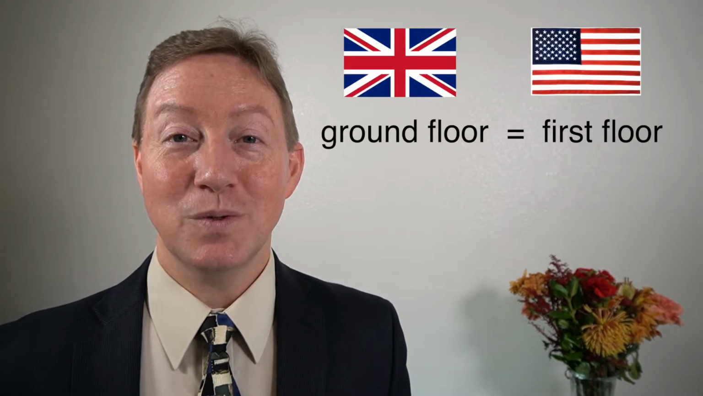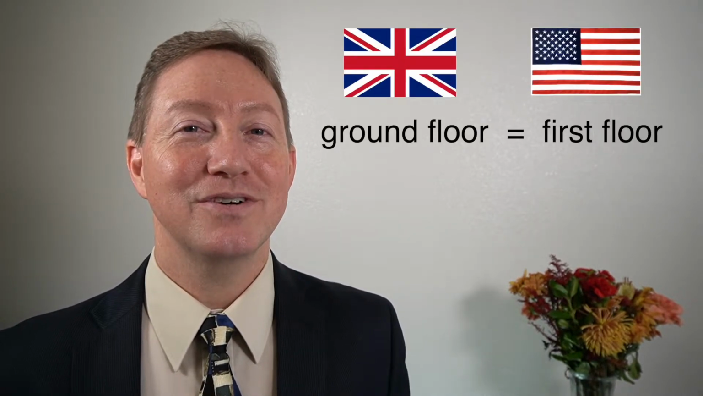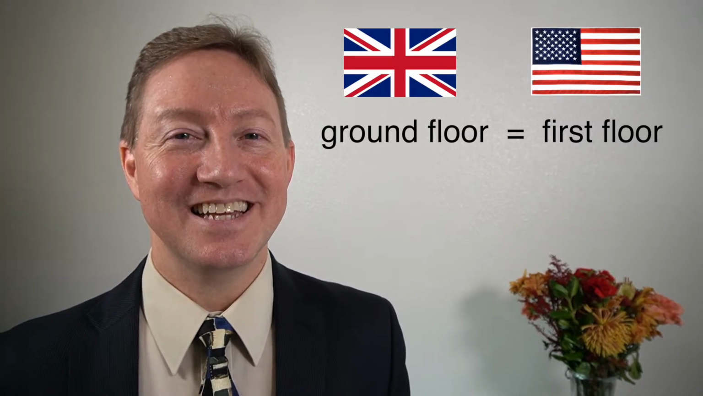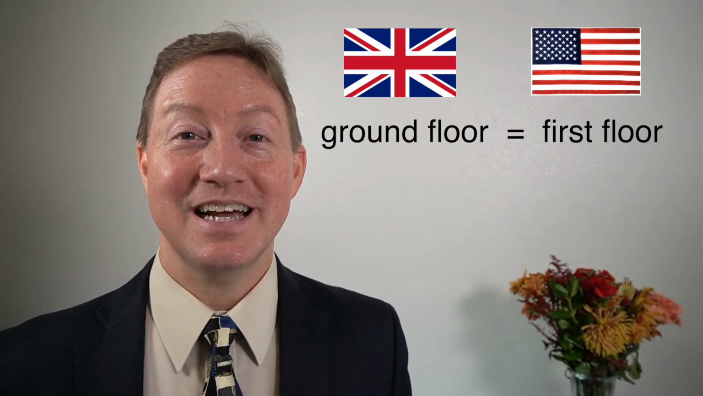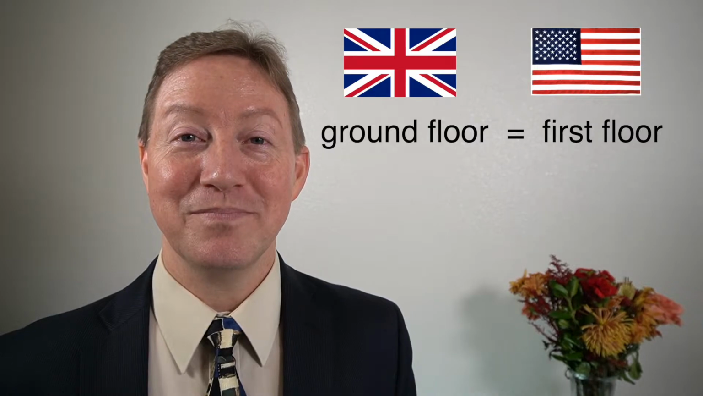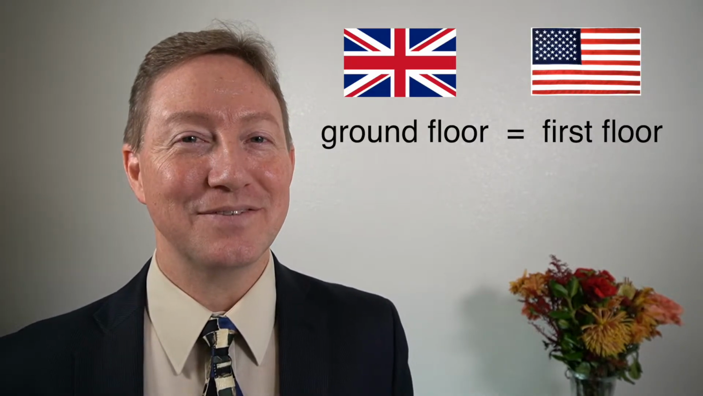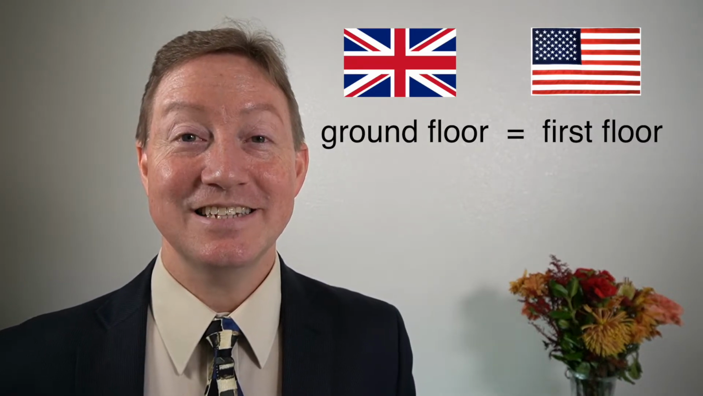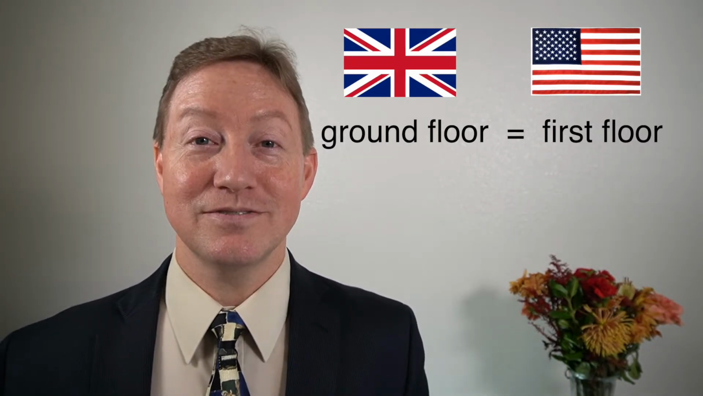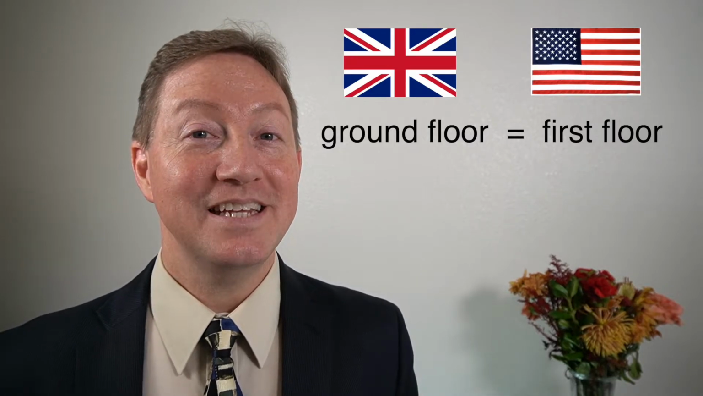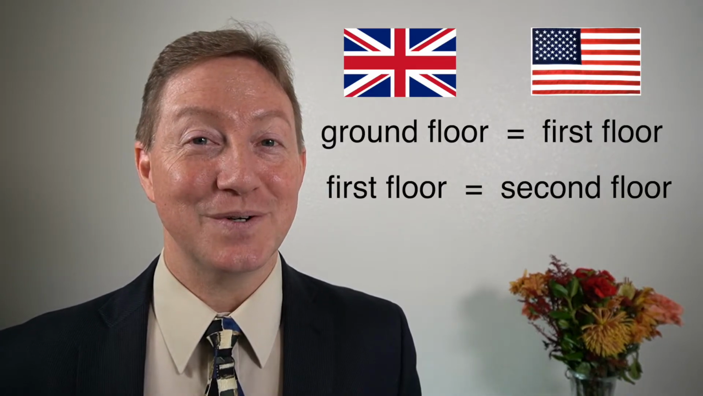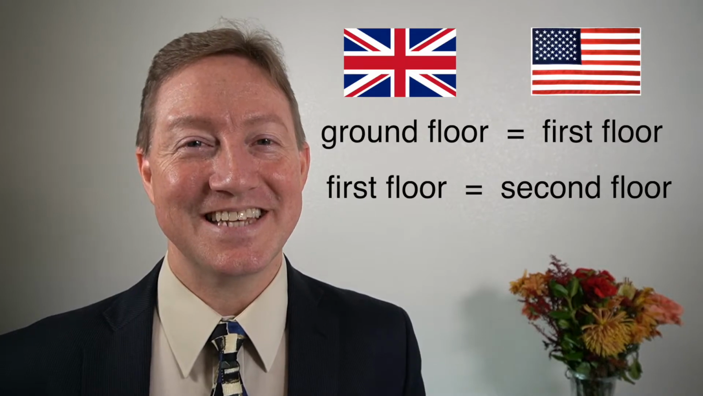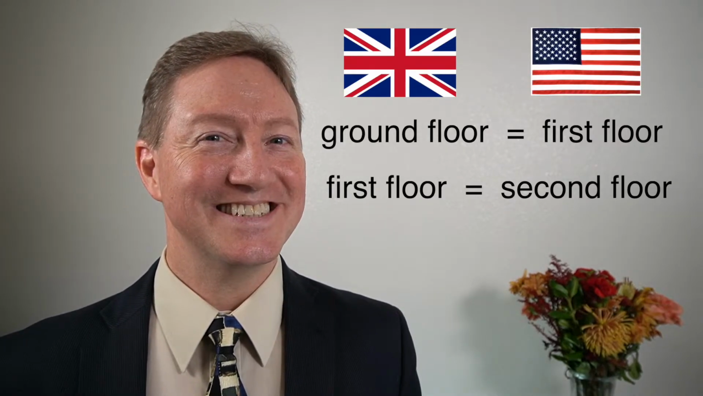Also, if you are living in Great Britain and you live on the ground floor, then that would be the first floor in North American English. The ground floor and the first floor are the same in meaning, but they are different in British English versus American English. And so if the ground floor and the first floor are the same, then that means that the second floor and the first floor are the same. Does that make sense to you?